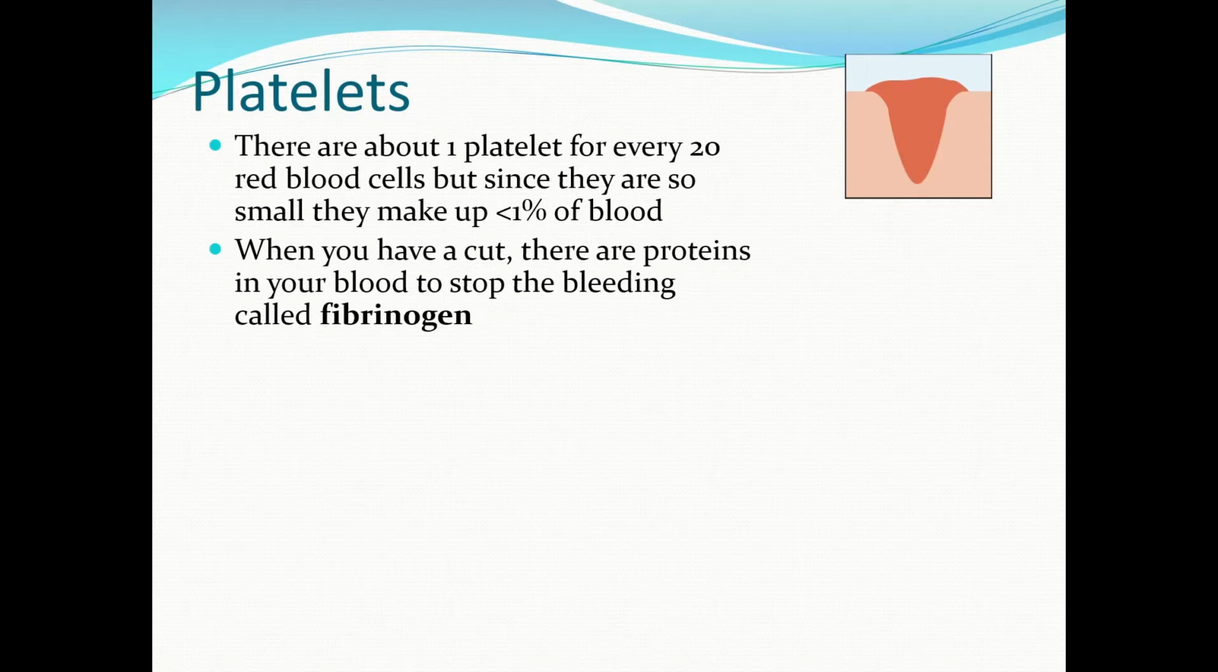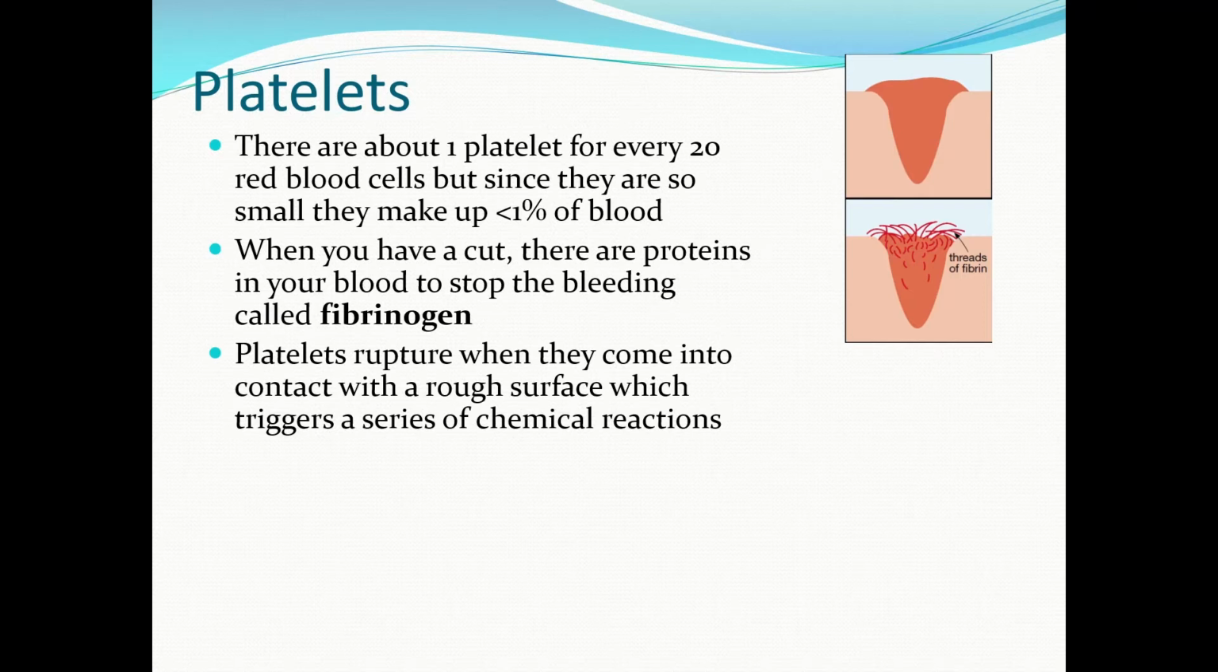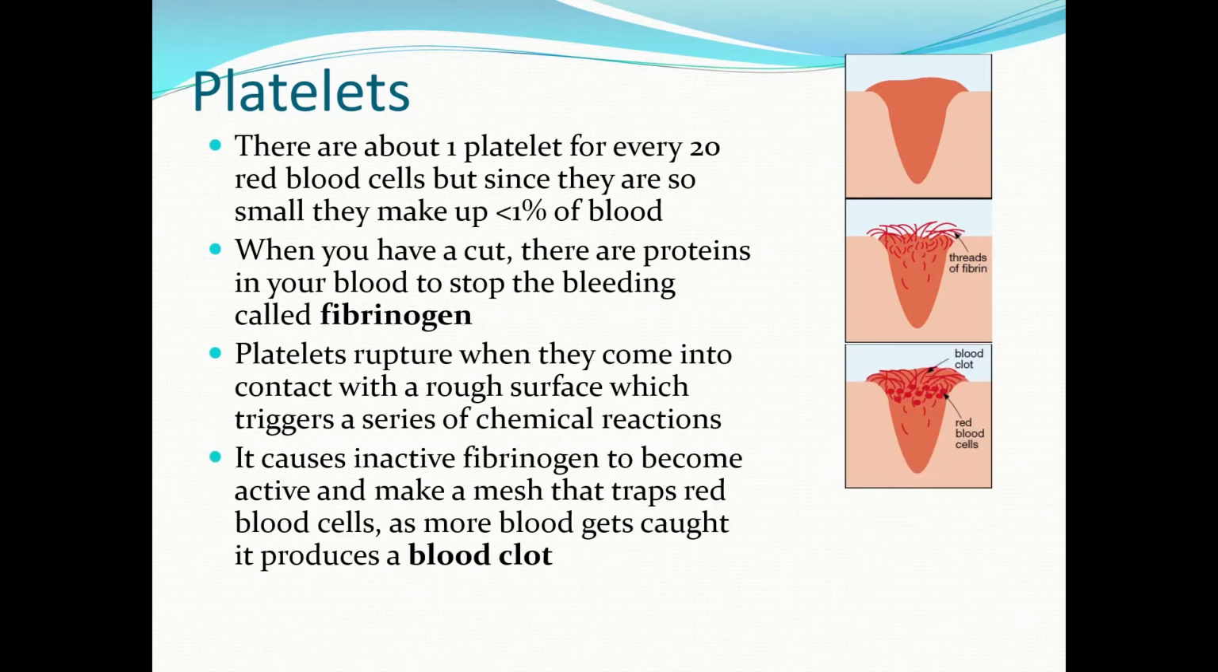Okay? So when you have a cut, there are proteins in your blood to stop the bleeding called fibrinogen. So fibrinogen is sort of in an inactive phase all the time, but there's platelets, and when those platelets rupture, they rupture when they come into contact with a rough surface, which sort of breaks them open and starts a series of chemical reactions. So what they'll do is they'll cause that inactive fibrinogen to become active and make a mesh that traps the red blood cells. So as the blood gets caught, it produces a blood clot.